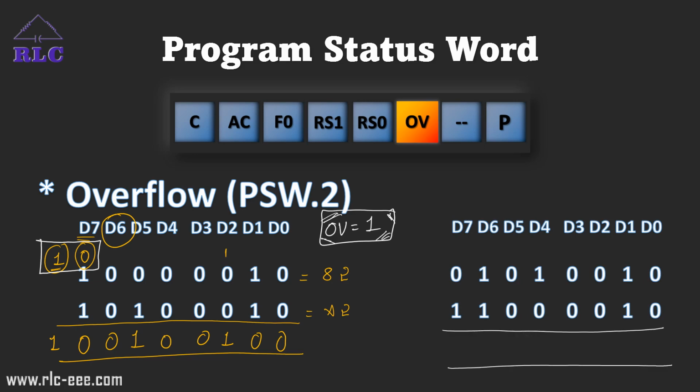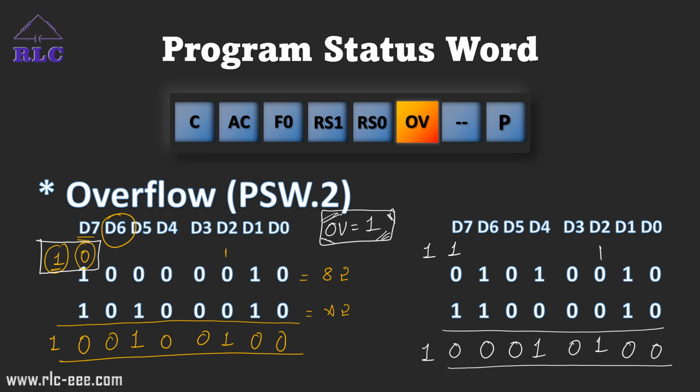Now in this, 0 plus 0 is 0, 1 plus 1 is 0 with a carry of 1. Then we get 1, then 0, 1, 0, 1 plus 1, which is 0 with a carry 1. Then 1 plus 0 plus 1 is 0 with a carry 1.